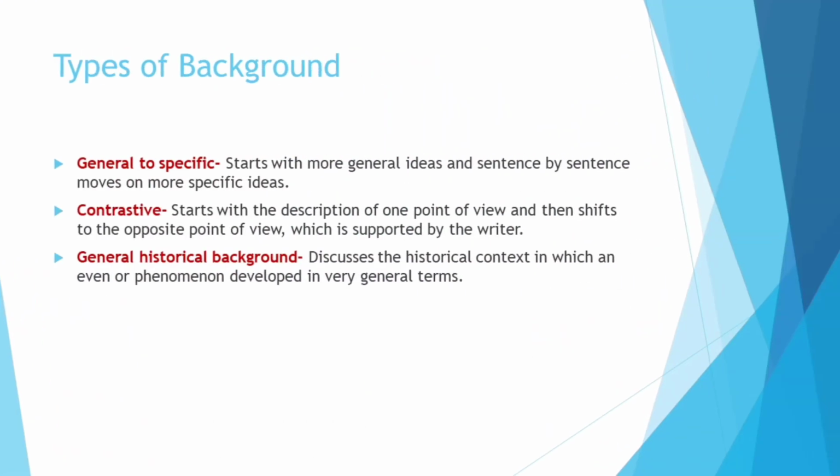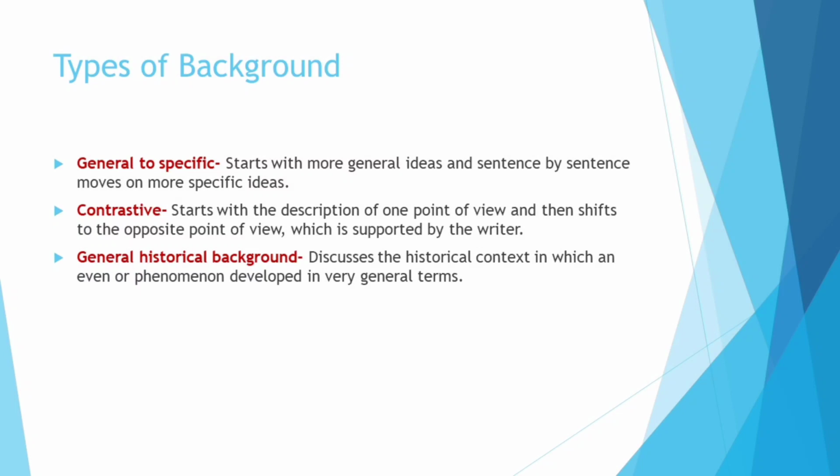There are different types of background. The classical way to write your background information is to move from general to specific. What you do here is that you start with more general ideas, and then sentence by sentence, you move on to more specific ideas. The first fact that you give is general. The next one is a little bit more specific. The next one is more specific, so on and so forth. This is a safe way of writing your background information section, and there are many essays that use the same method.